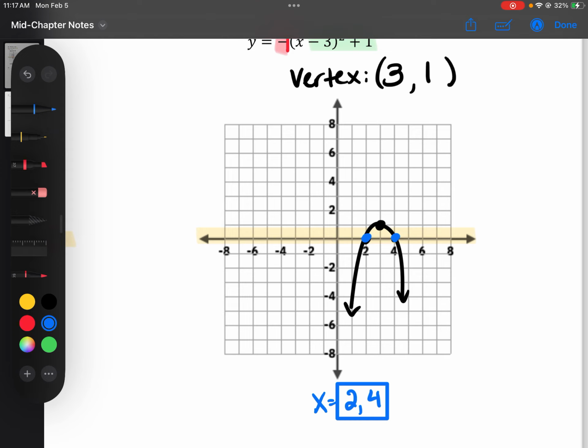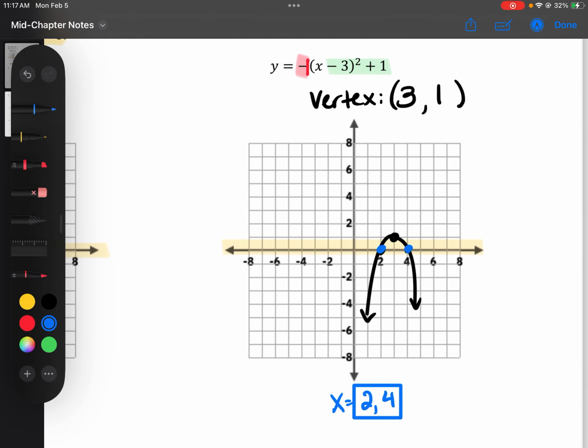And remember, when it comes to the graphing method, at most you will have 2 answers, but you could have 1 answer if the vertex is hitting the x-axis, or you could have no answers if the vertex, so if you had something like this, that would be a no answer problem. All right.